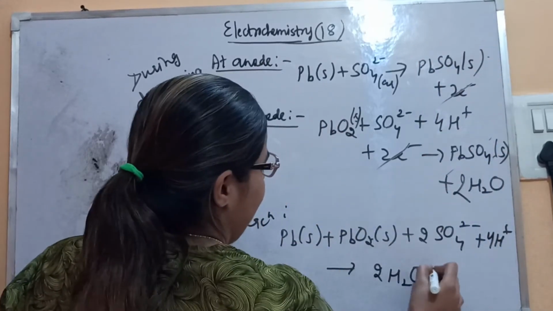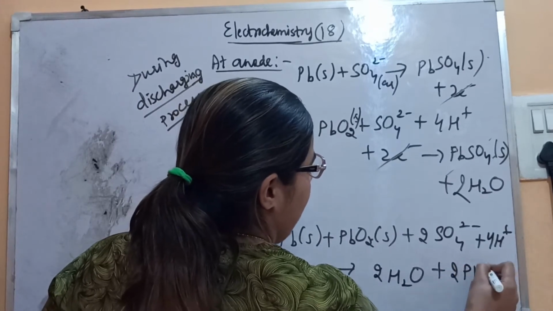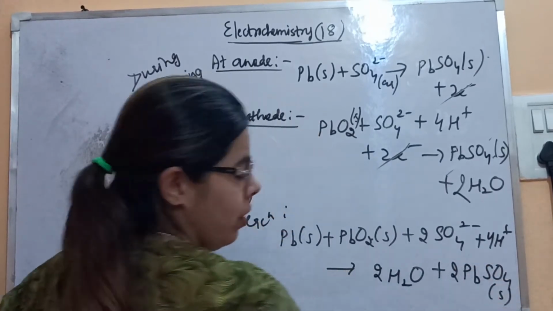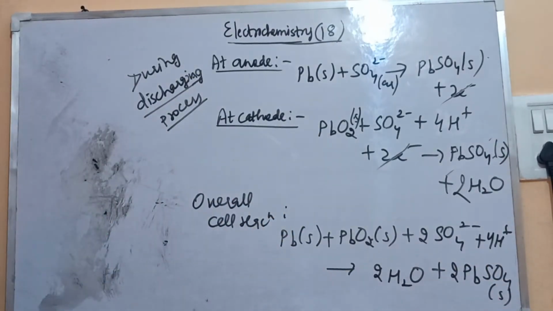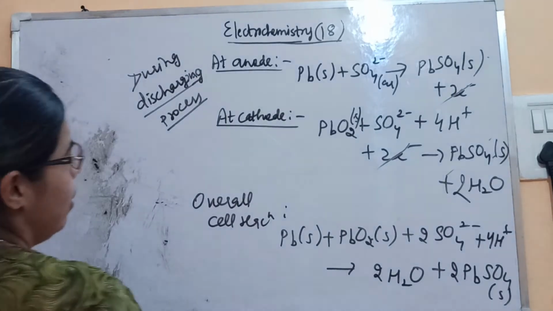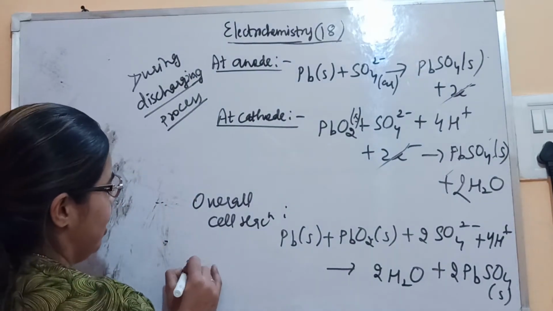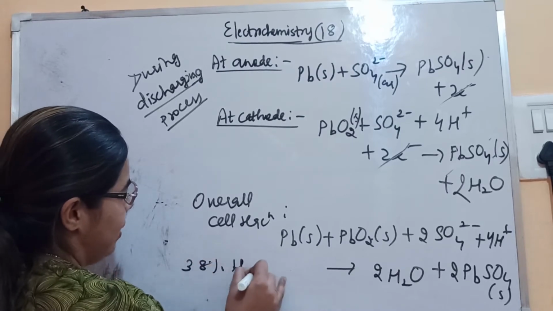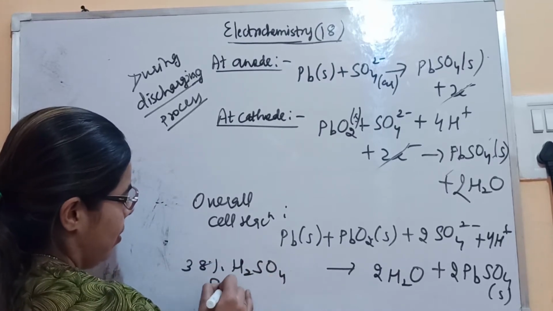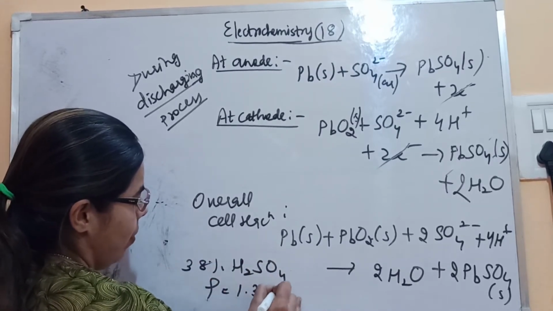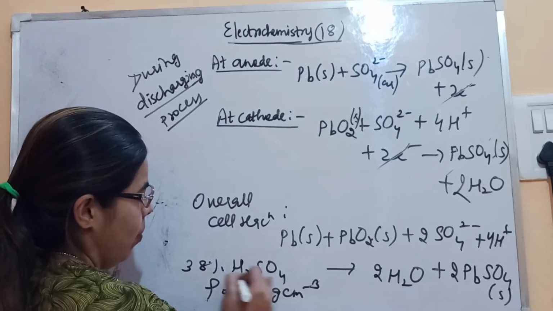This will get added. You will get 2 PbSO4. See the reaction. This is the overall reaction. Okay. So the acid that we are using, 38% H2SO4, its density is 1.30 gram per centimeter cube.